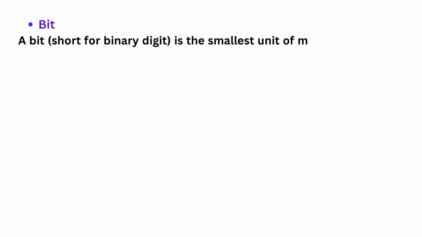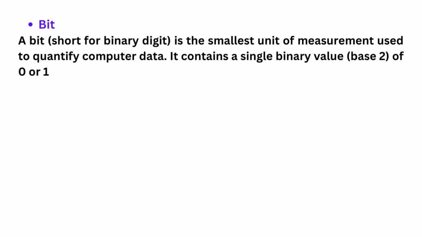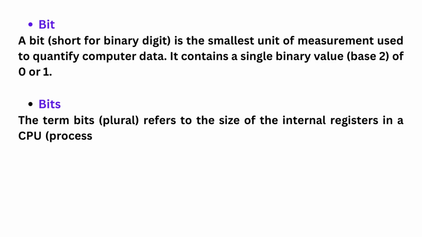Bit. A bit, short for binary digit, is the smallest unit of measurement used to quantify computer data. It contains a single binary value, base 2, of 0 or 1. The term bits, plural, refers to the size of the internal registers in a CPU processor. A nibble is equal to 4 bits.